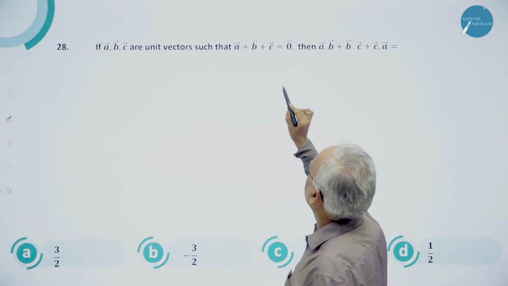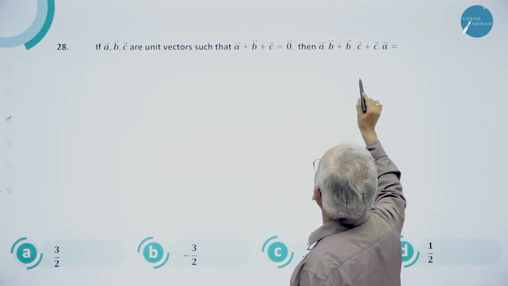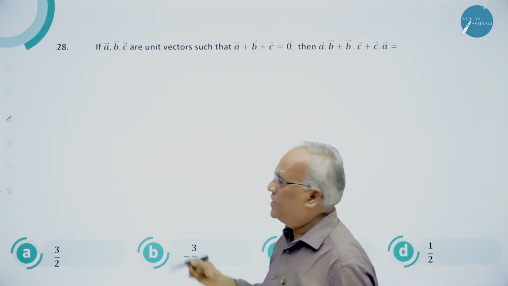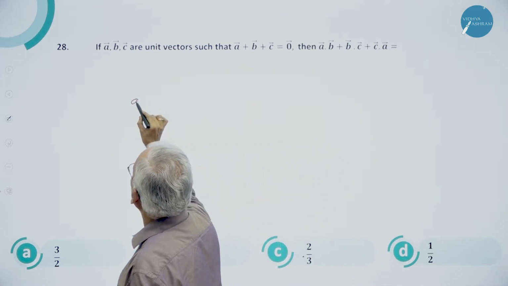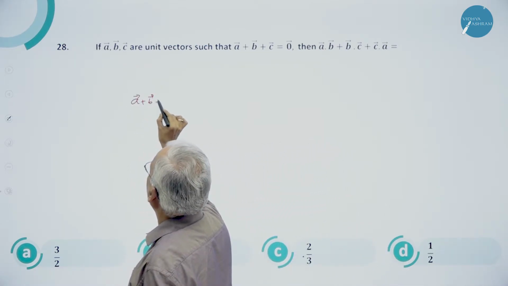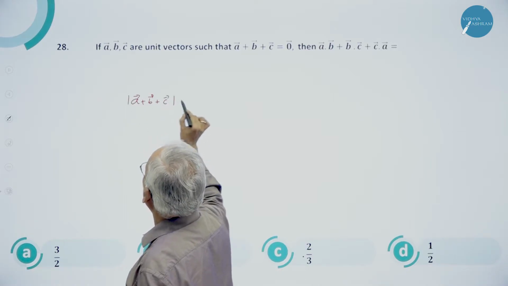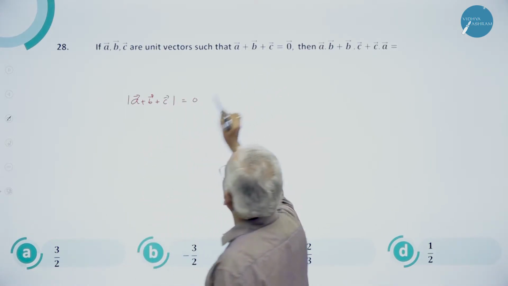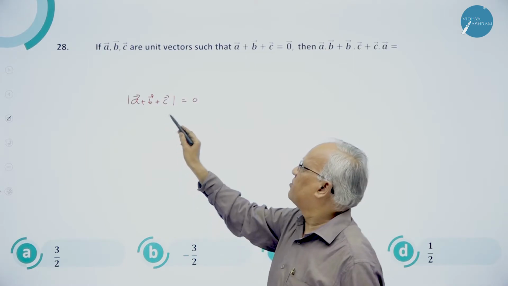Given that A plus B plus C equals 0, find A dot B plus B dot C plus C dot A. See, given vector A plus vector B plus vector C equal to 0, therefore its magnitude is also 0. Magnitude of the vector is 0.